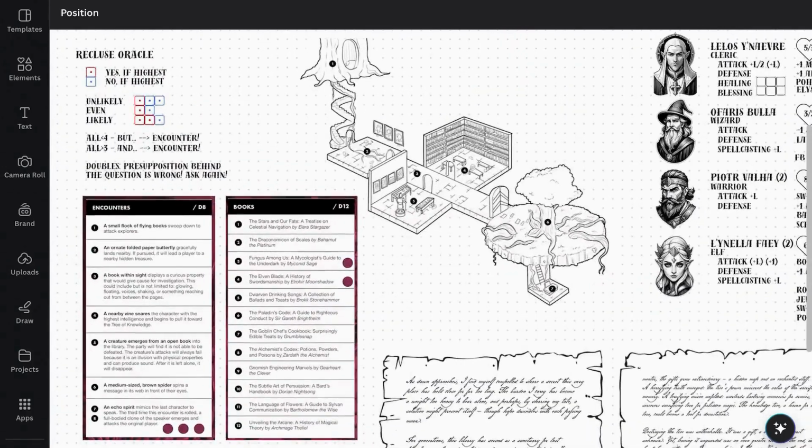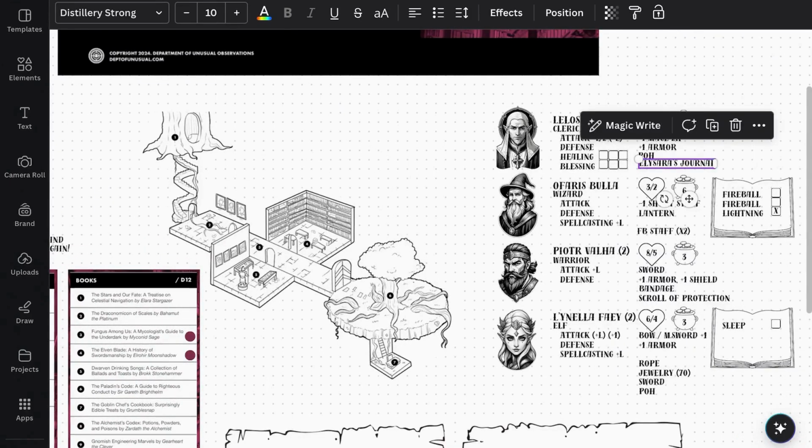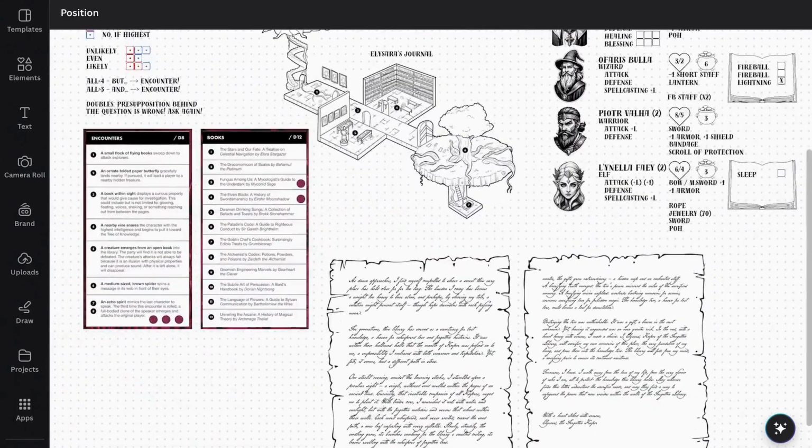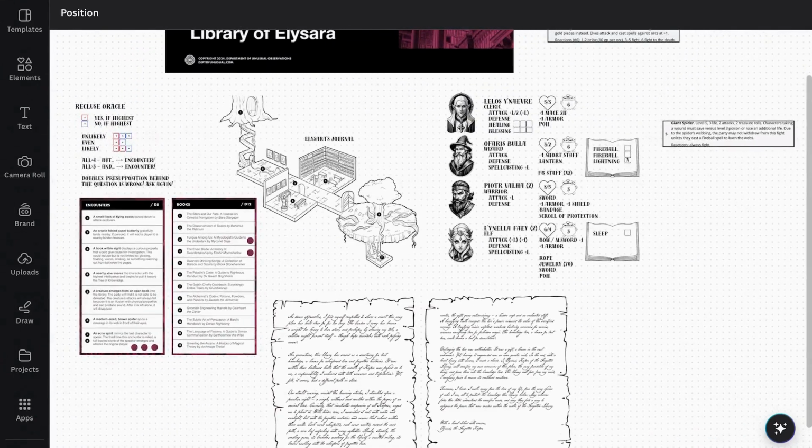And of course they left Elysara's journal in the library, as well as the books they found, because they just don't know where it is from and why it is with them. So they just drop it on their way out.